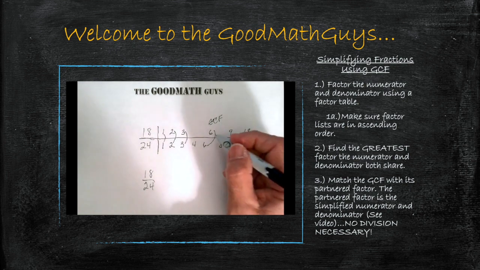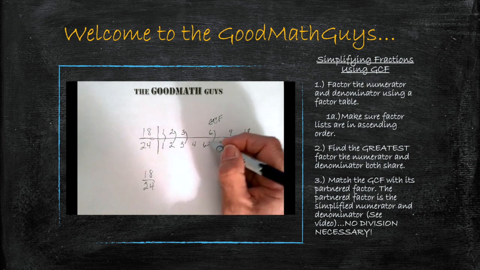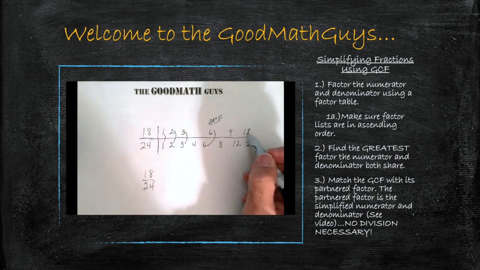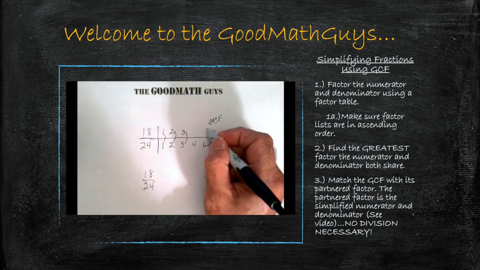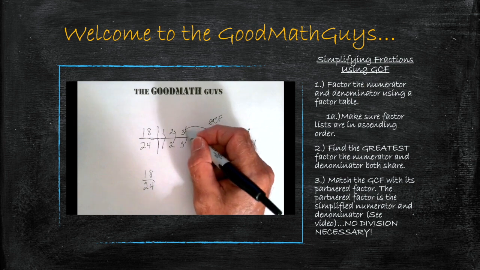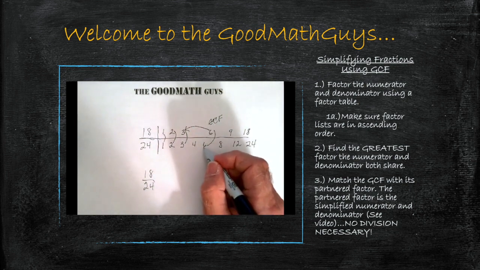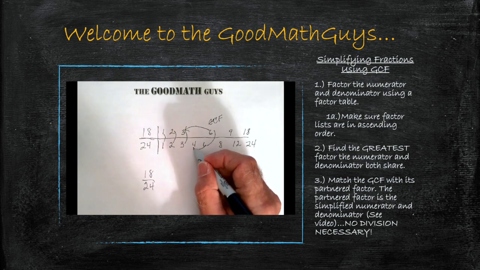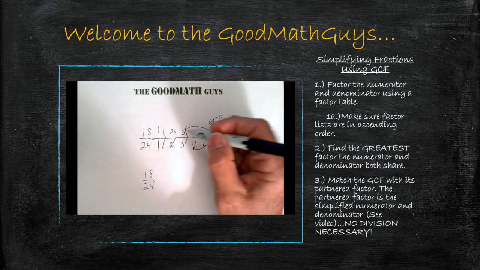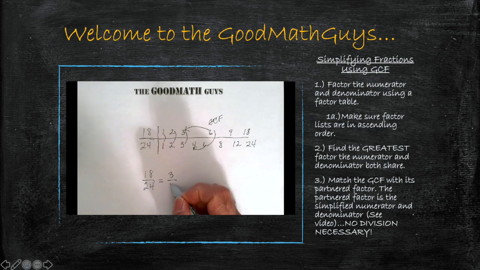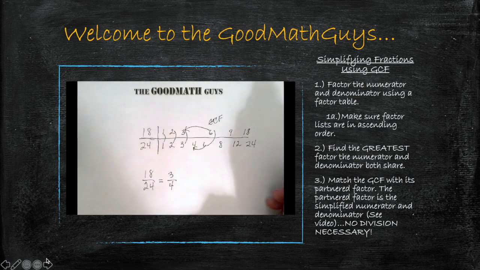What we're going to do is look at the GCF and pair the GCF with its common factors. So for 18, the GCF 6 gets paired with the 3. And for the 24, the GCF 6 gets paired with the 4. Well, guess what? 3 over 4 is what this fraction is in simplest form. So 18/24 simplifies to 3/4 without doing any division at all.